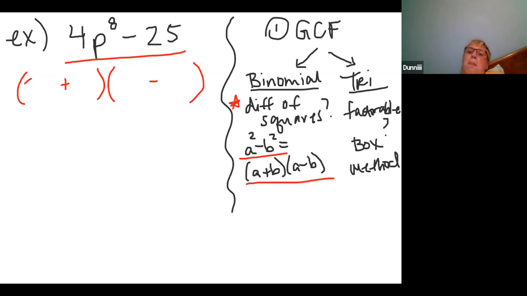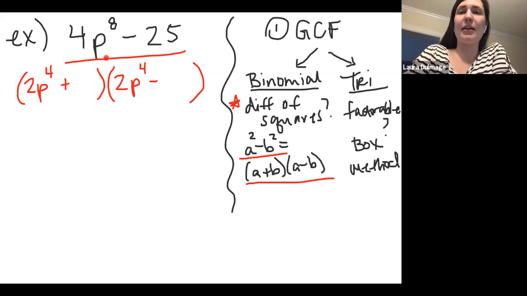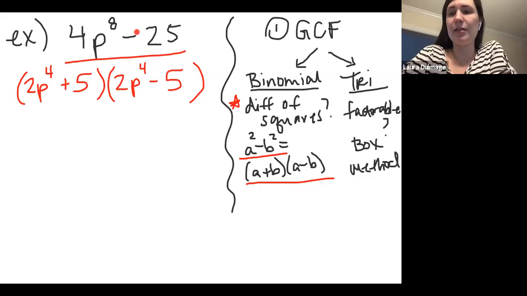Okay, so it's 2p to the 4th, because that's the square root of this term. If we multiply it by itself, it gets us back here. And then the square root of our last, 25, is 5. And if we were to multiply those by each other, we get minus 25.